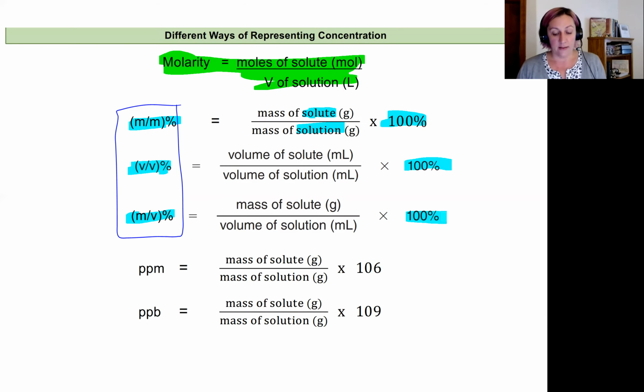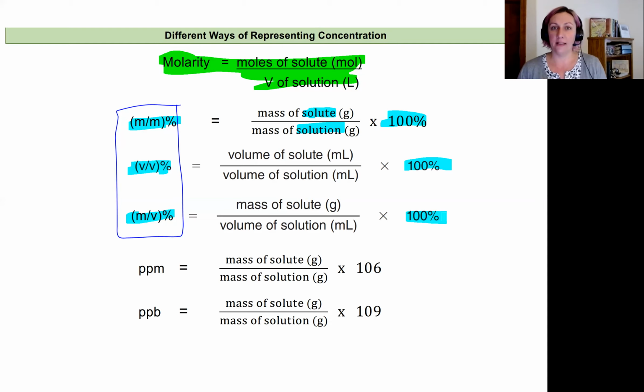And for these, we just need to make sure that if we're looking at two mass measurements or two volume measurements being compared, that they're in the exact same units. They don't necessarily need to both be grams, but they need to be units that are the same. So if I have the mass of my solute in kilograms, I need to report the solution mass in kilograms as well when I calculate my concentration.